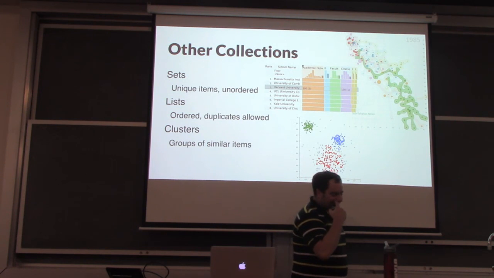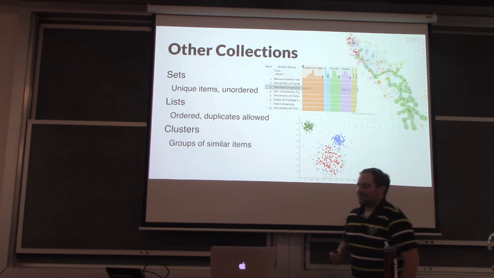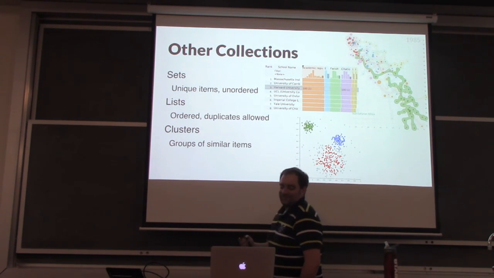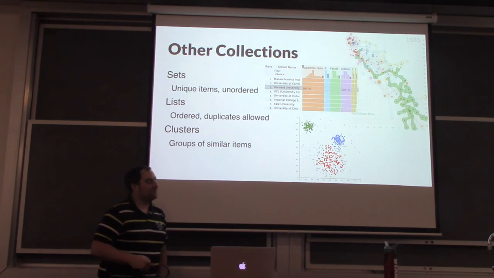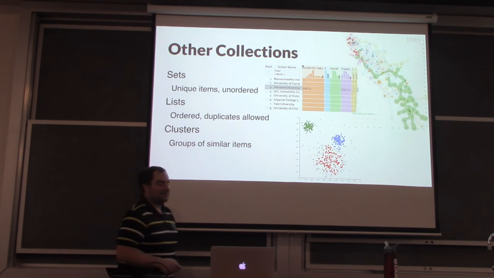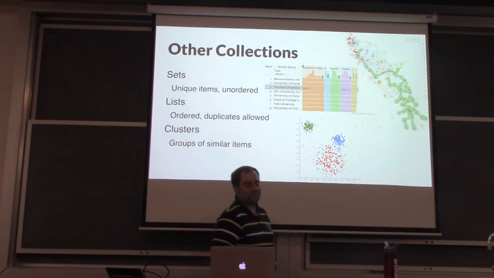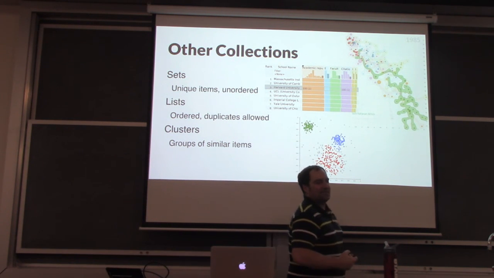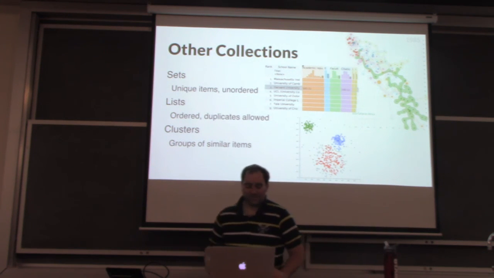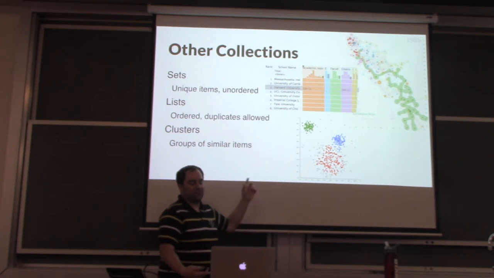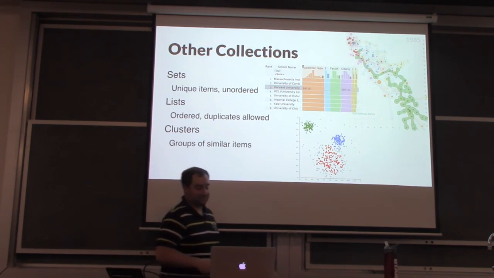Other collection types that are super important are sets and lists. You have an implicit understanding of them from programming. We will talk about visualization techniques for those. And then, of course, clusters are very important. Groups of similar items, any kind of grouping structures. And clusters and sets are, of course, closely related. However, clusters are usually not explicitly defined.